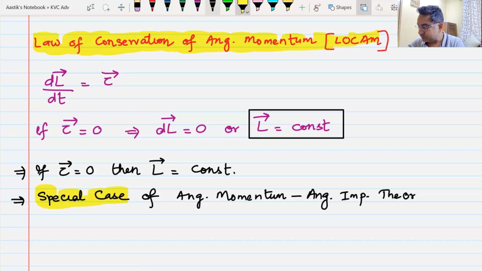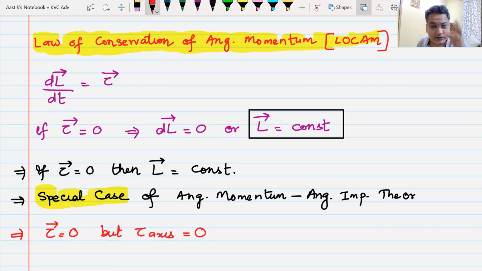So if total tau is not 0, net tau vectorially is not 0, but tau about any axis is 0. About any axis or any point, you can see, oh, the torque is getting cancelled. Then you can apply this angular impulse momentum theorem, daughter theorem. That means this law of conservation of angular momentum, LOCAM, can be applied along that axis. Yes, angular momentum along that axis will remain constant.